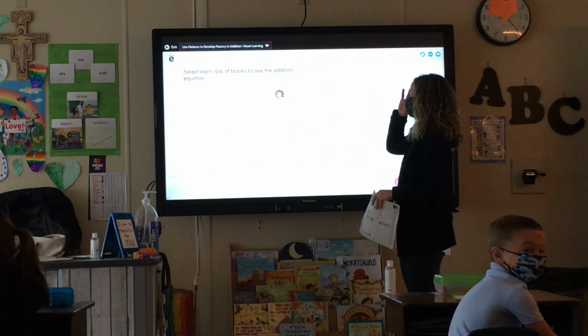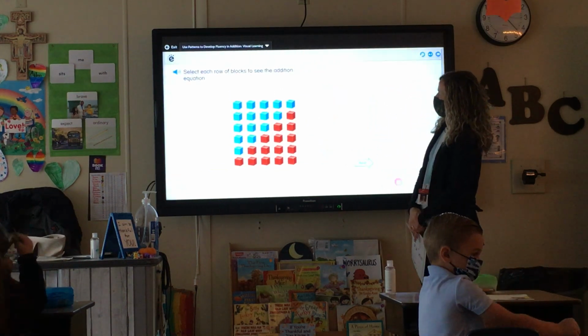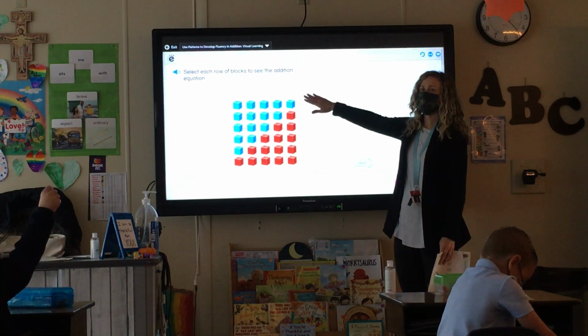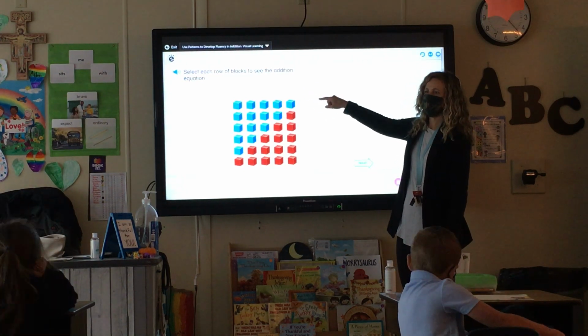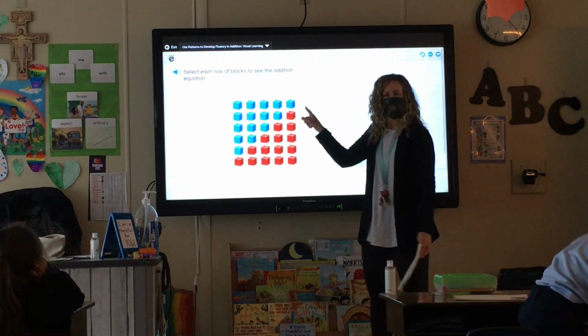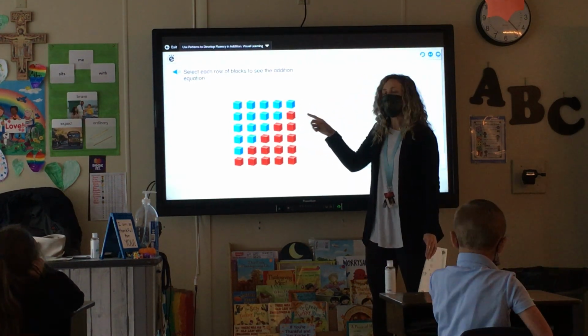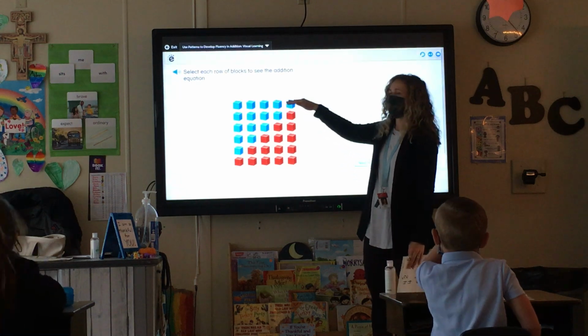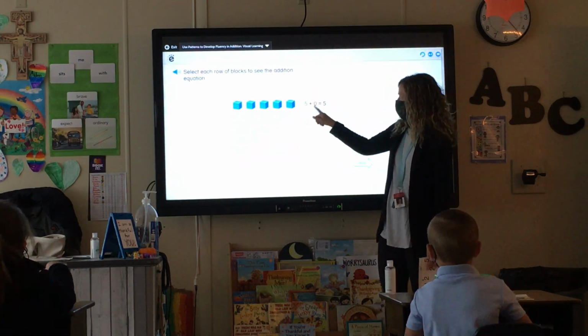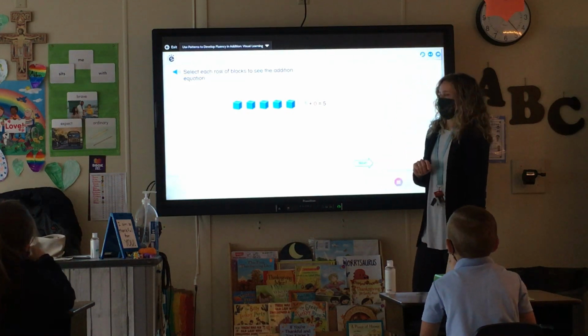Okay, so let's see here. It says select each row of blocks to see the addition equation. So what's this one going to say? Start with the blue, right? So 5 plus, how many red do you see? There's none, right? So it's 5 plus 0. 5 plus 0 equals 5.